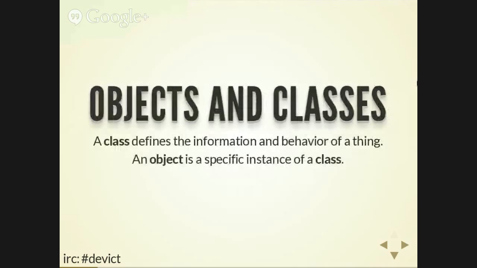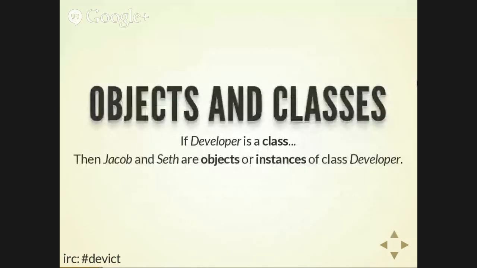All right, so that was all introduction. Now we're going to dive in. Before we can talk about OOP or any of the other features, we have to define objects and classes. A class is the definition of a thing that you're talking about. It defines the information and behavior of a thing. And then an object would be a specific instance of a class. So, for example, if I have a class called developer, then Jacob and Seth would both be objects or instances of developer, of that class. Like developer is a type.